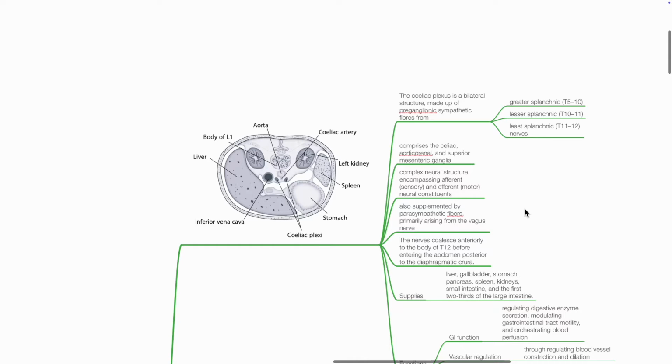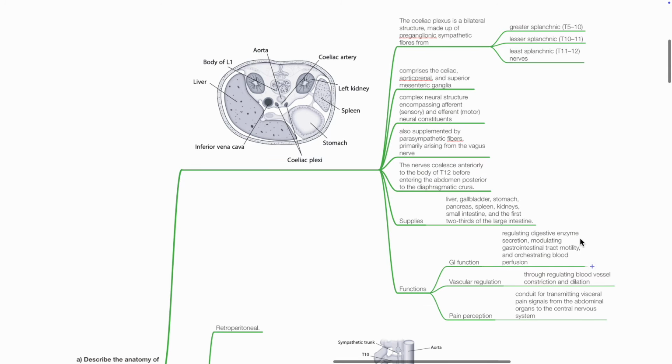It is a complex neural structure encompassing afferent and efferent neural constituents, also supplemented by parasympathetic fibers primarily from the vagus. The nerves coalesce anteriorly to the body of T12 before entering the abdomen posterior to the diaphragmatic crura. It supplies the liver, gallbladder, stomach, pancreas, spleen, kidneys, small intestines, and the first two-thirds of the large intestine.